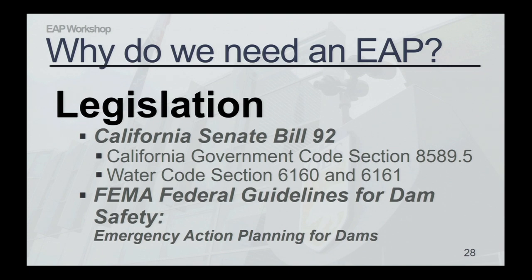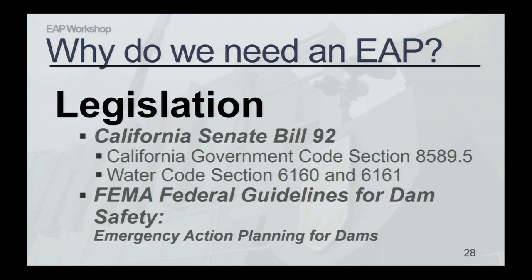So I understand that. There are two guiding documents for an EAP. It's California Senate Bill 92, which you might have heard referred to as SB 92, and also federal regulations, and that is FEMA's Federal Guidelines for Dam Safety Emergency Action Planning for Dams. I would like to highlight some portions of the government code section 8589.5 for you, since I doubt any of you want to go home and read through the legislation. I'm going to give you the cliff notes.